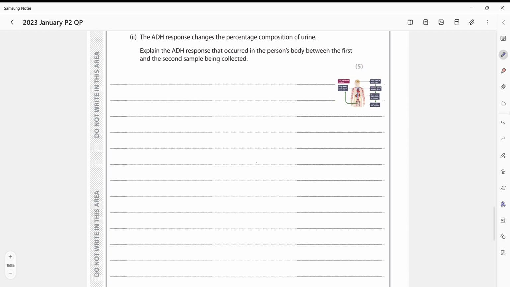So we can say the second sample has less water, which means that the urine is more concentrated.